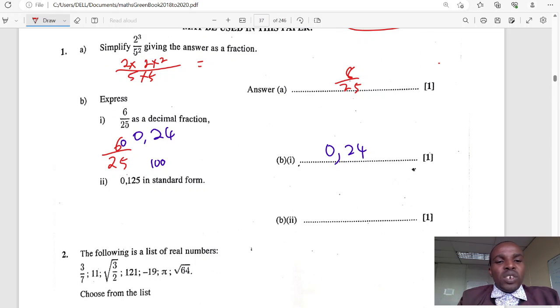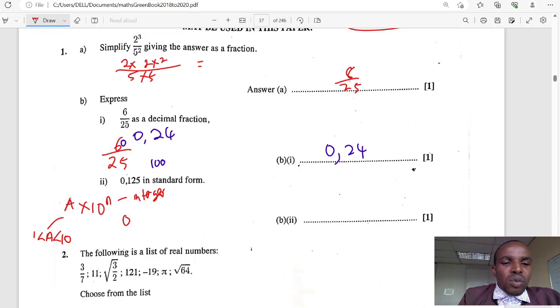Express 0.125 in standard form. Standard form is always in the form a times 10 to the power n, where a is a number between 1 and 10, and n is an integer. An integer is just a whole number. It can be negative or positive, but as long as it's a whole number, it's called an integer. So 0.125 in this case.